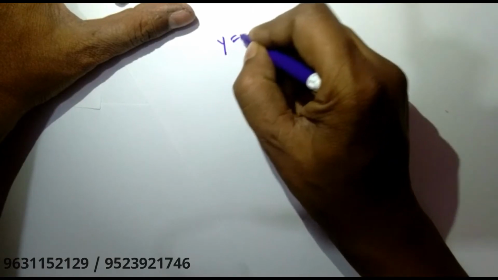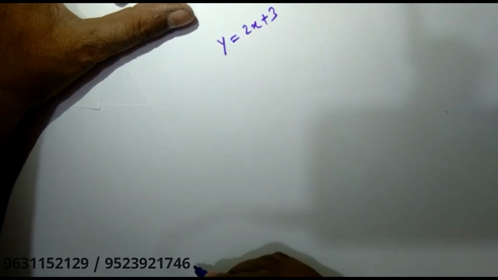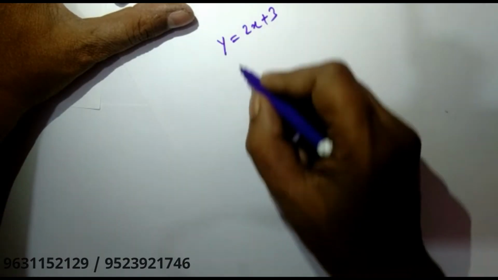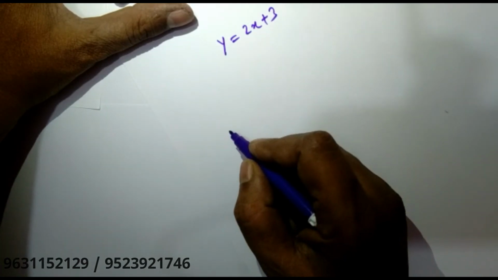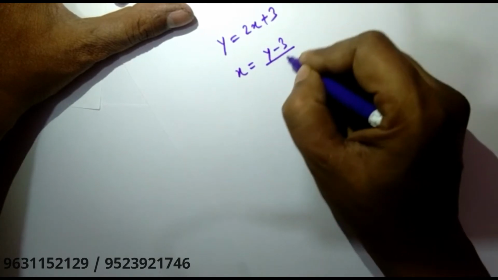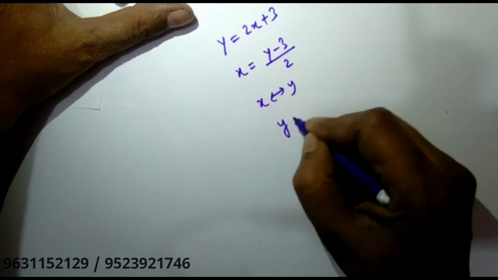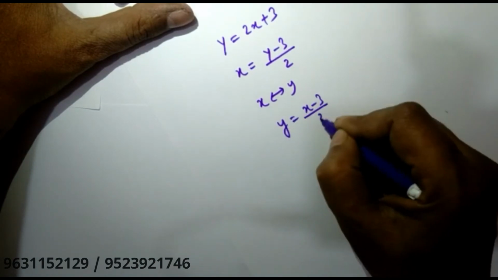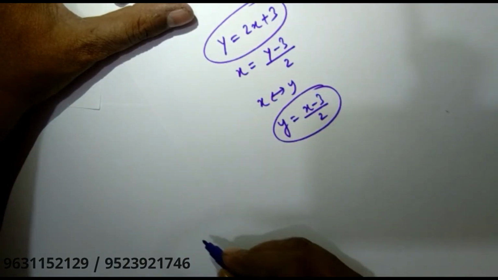Let the function be y equals 2x plus 3, and you have to find the inverse of this function. First, make x the dependent variable, then you will get x equals (y minus 3) by 2. Now replace x with y, you will get y equals (x minus 3) by 2. This function is the inverse of the given function.